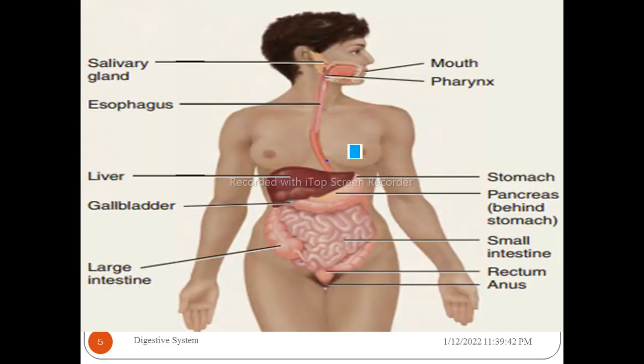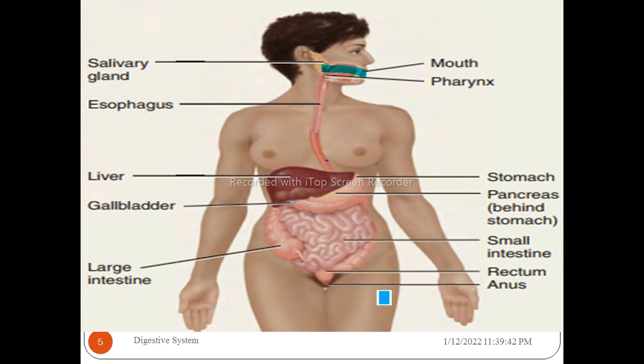So this is the gastrointestinal system. This is the small intestine, this is the large intestine, and this is the ascending colon, transverse colon, descending colon, sigmoid colon, and rectum, and it ends with the anus. This is the appendix, this is the liver, this is the esophagus, this is the mouth with tongue and teeth.